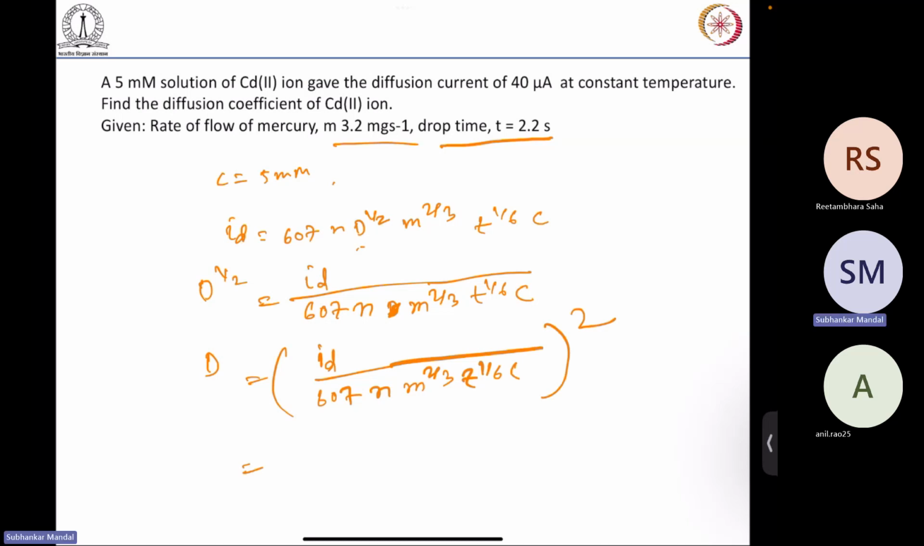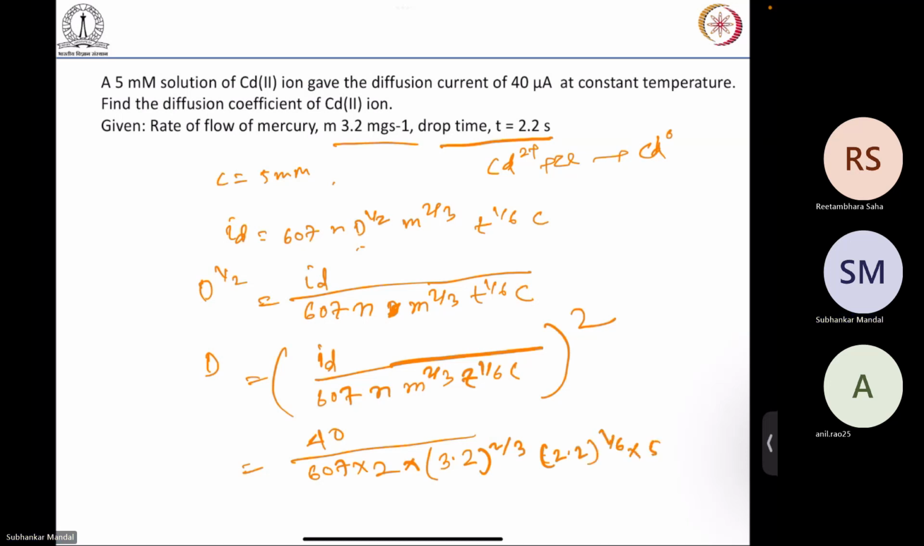Now I can put all the values. 40 over 607 into n, which will be 2, because cadmium 2 plus plus 2 electrons will go to cadmium metal, so it will be 2. m is 3.2, to the 2 by 3, drop time t is 2.2, to the 1 by 6, and concentration is 5 millimolar, and that will be squared. Okay.